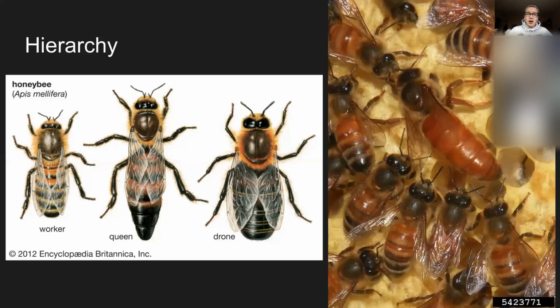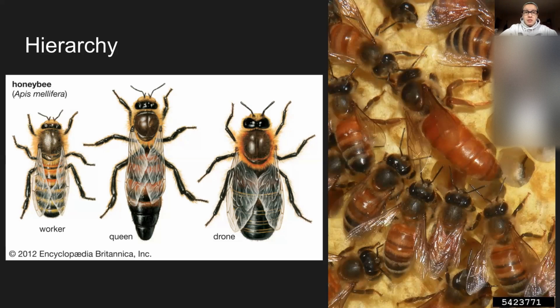They also have a hierarchy. Yeah, the groups are sometimes called castes. And so they're different specialized groups, which I think is really cool.